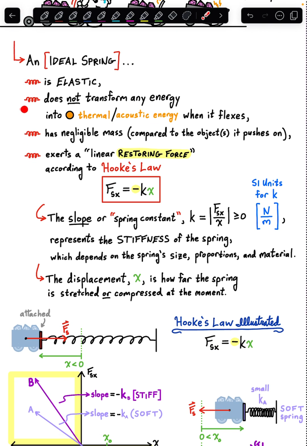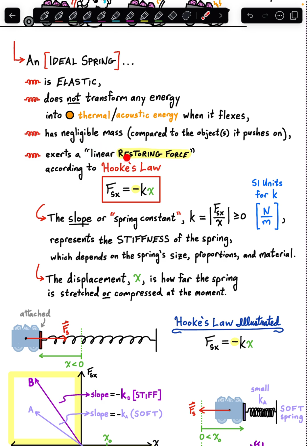An ideal spring also does not transform any energy into thermal or acoustic energy when it flexes. It has negligible mass compared to the objects that it pushes on, and it exerts a linear restoring force according to Hooke's law, as we'll be discussing. We call it a restoring force because associated with its elasticity, the spring's force tends to try to restore the spring to its original length after it's been compressed or stretched.